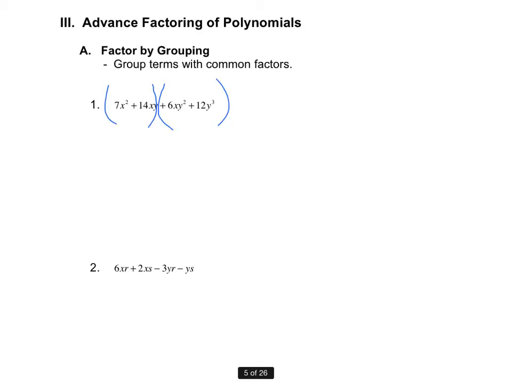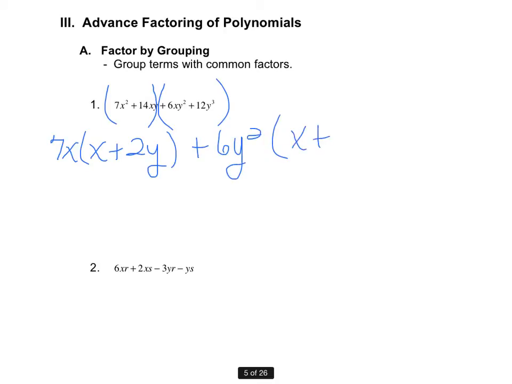All right, so let's look at our grouping on the left. If I take a look at that binomial now, I can GCF out a 7x and end up with x plus 2y. If I take a look at my second grouping, I can GCF out a positive 6y squared out of that binomial and end up with x plus 2y. And in doing so, I achieved what I needed to, a common factor.